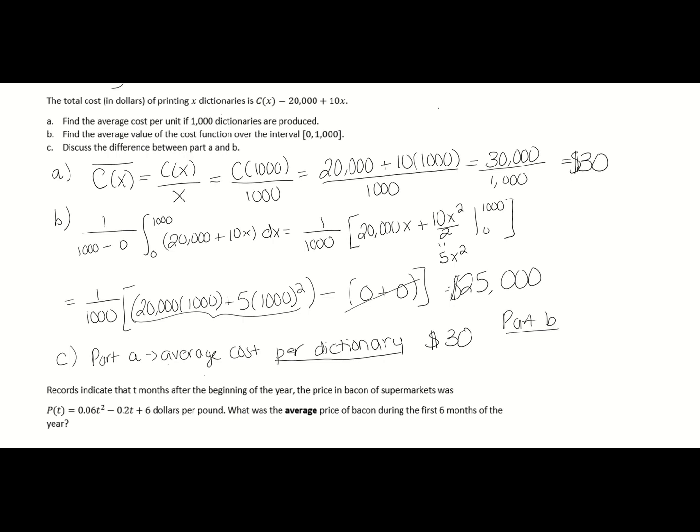Part B is the average value of the total cost. So it's the average value of the total cost, not per anymore. Now you're looking at the total cost, the average of the total cost when you go from 0 to 1,000 dictionaries.